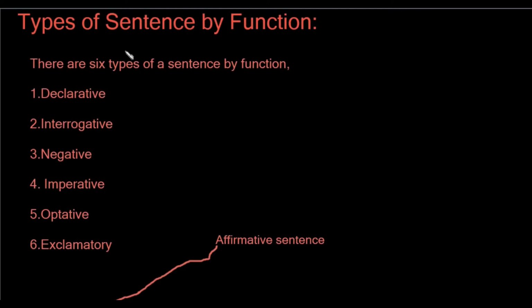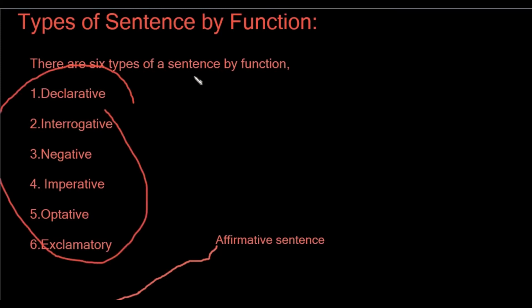Okay, so today we are going to talk about the types of sentences by function. Okay, and there are 6 types of sentences by function, which is declarative, interrogative, negative, imperative, optative, and exclamatory. So these are the 6 types of sentences by function.